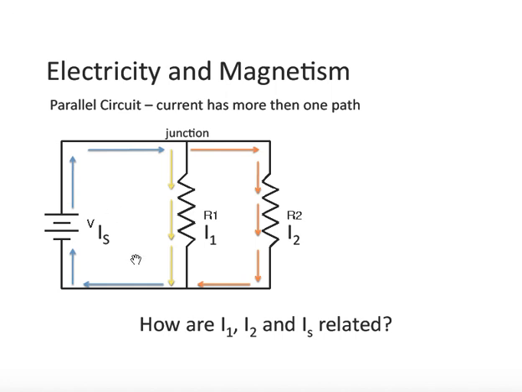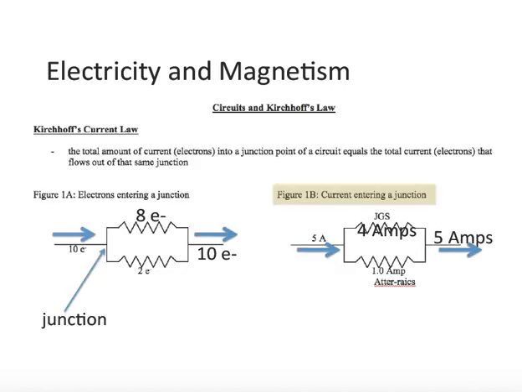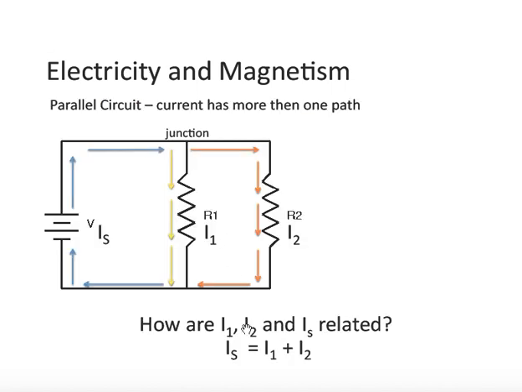So the question is, how are I1, I2, and IS related? How is this variable, that variable, and this variable, how are they all connected together? Well, recall that when electrons or current hit a junction, it adds. 1 plus 4 is 5. 2 plus 8 is 10. And so similarly, IS is equal to I1 plus I2. IS is equal to I1 plus I2. You need to memorize that for a parallel circuit.